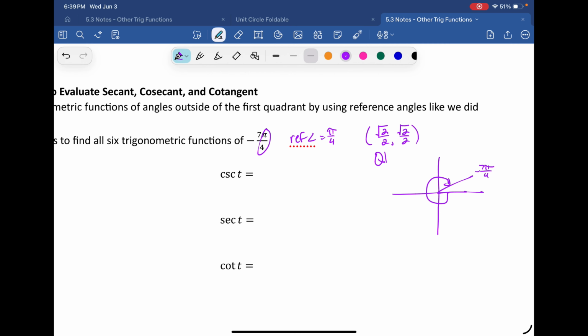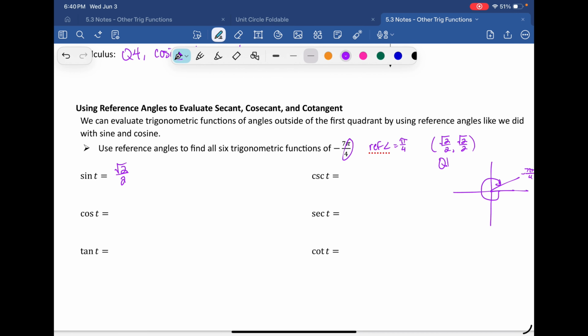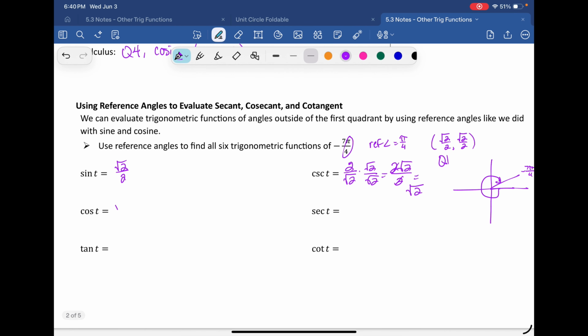All right, so that means everything stays positive. So sine is the y coordinate. Let's do the reciprocal. Cosine, x coordinate. Secant, since sine and cosine are the same, then secant and cosecant are going to be the same. And tangent, y over x, tangent is 1 here. And the reciprocal of 1 is 1.